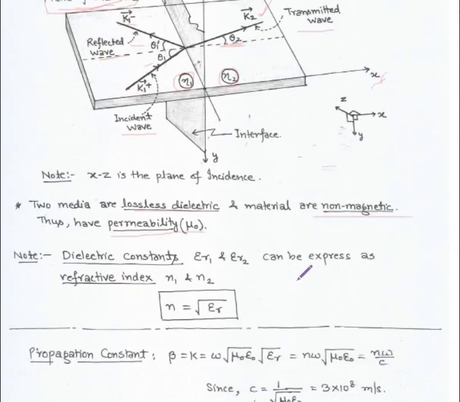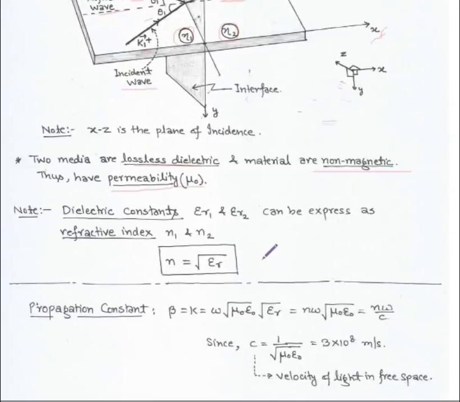Now we note a point. Here the dielectric constants of the lossless dielectrics in the two media are epsilon r1 and epsilon r2, and these dielectric constants can be expressed as refractive indices n1 and n2. The relation between refractive index and dielectric constant is n equals under root of epsilon r. So this is the relationship of refractive index and dielectric constant.